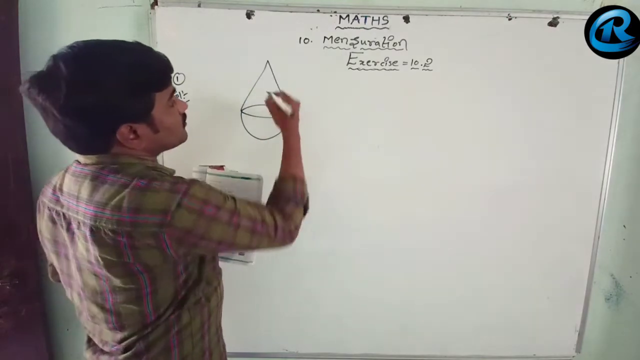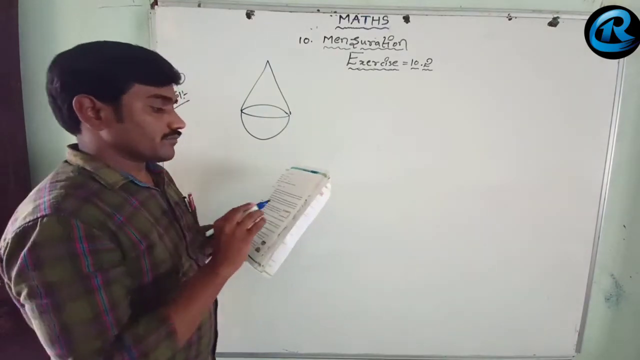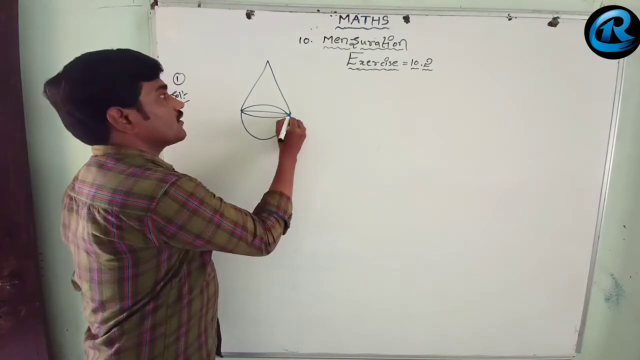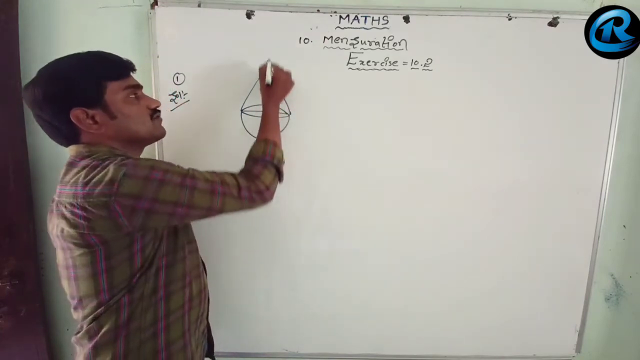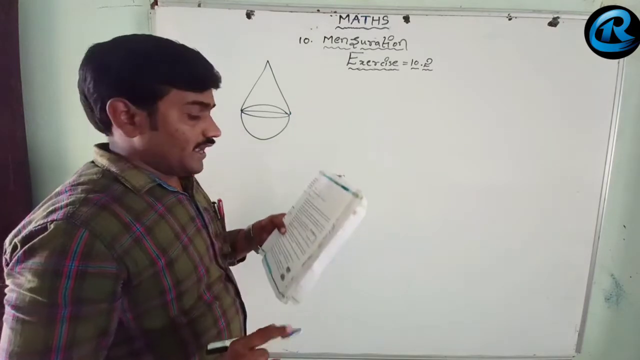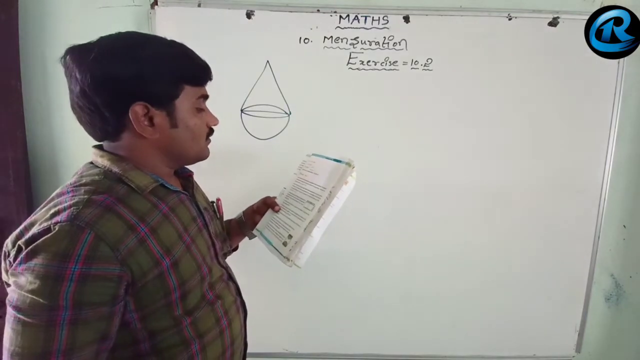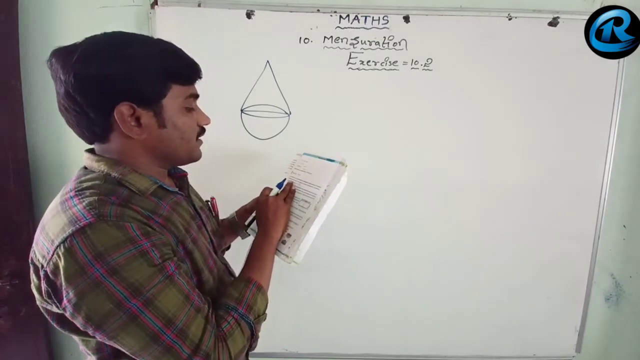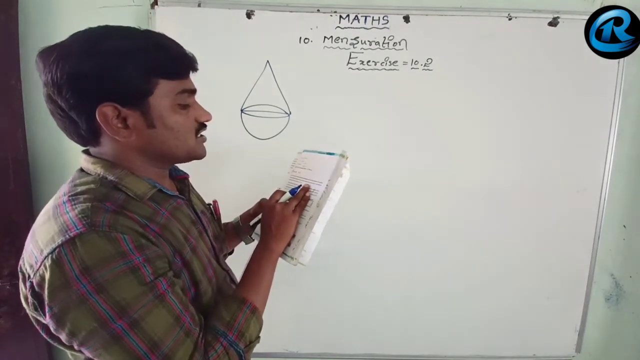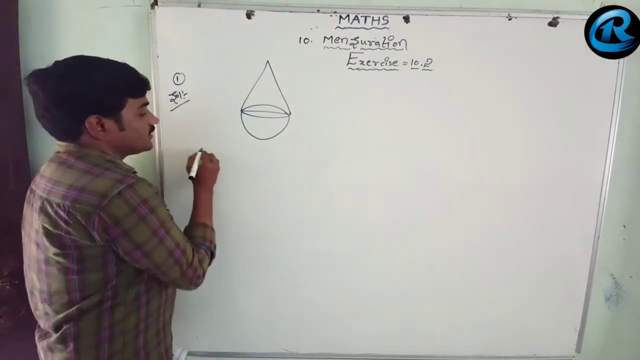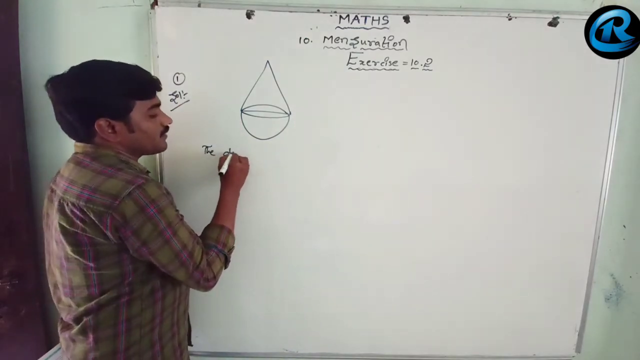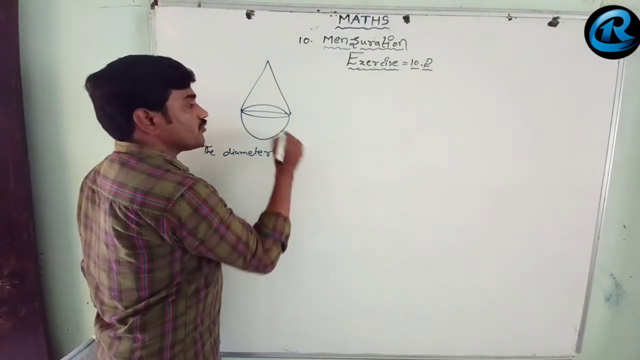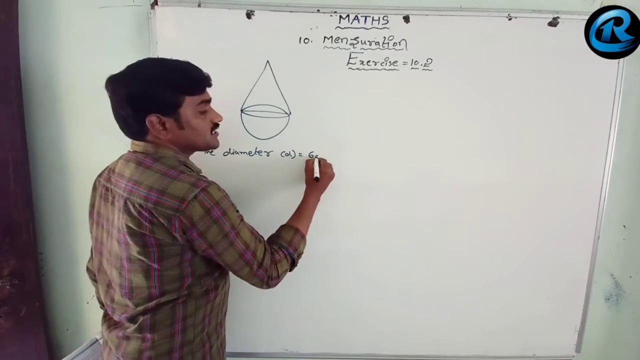A cone which is mounted on a hemisphere of its same diameter. The diameter of the hemisphere is equal to the diameter of the cone. Then the diameter of the base and the height of the cone are 6 cm and 4 cm. The diameter of the base, both diameters are same, that is 6 cm.